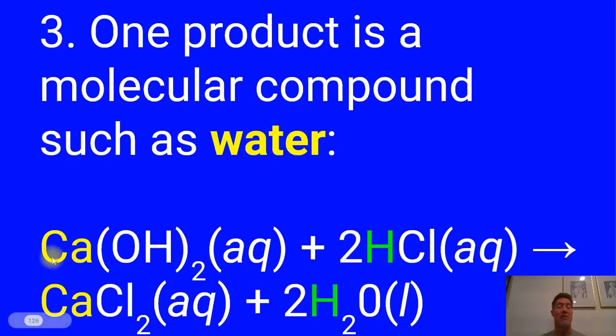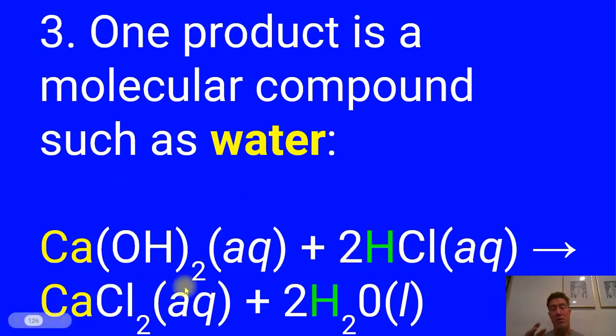So in this case, we have calcium hydroxide combining with HCl, and the H and the Ca are going to displace each other, and when this H goes over here, it's going to form water.